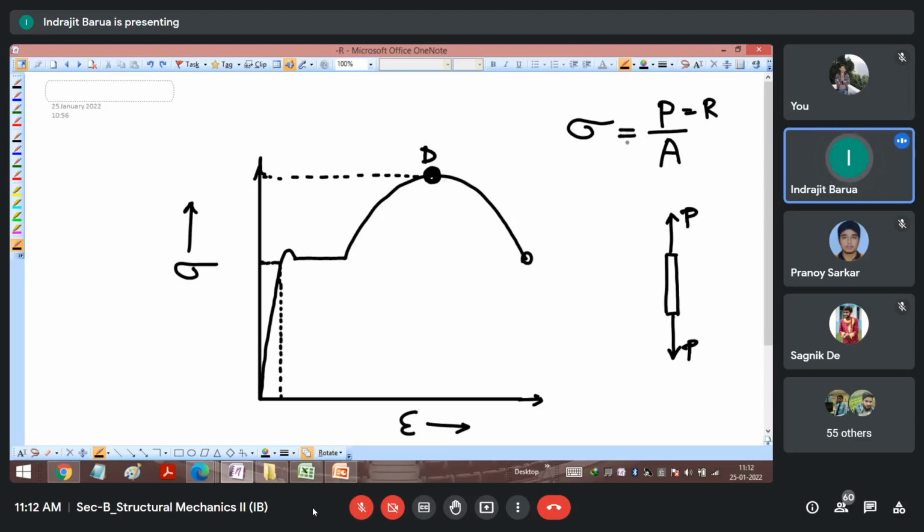So after this, we know that our necking is starting. That means our area is decreasing, right? Yes or no? Yes, sir. Yes. Okay, because area is decreasing, our necking has started. So then tell me why this stress is supposed to increase, right? But why is it not increasing?